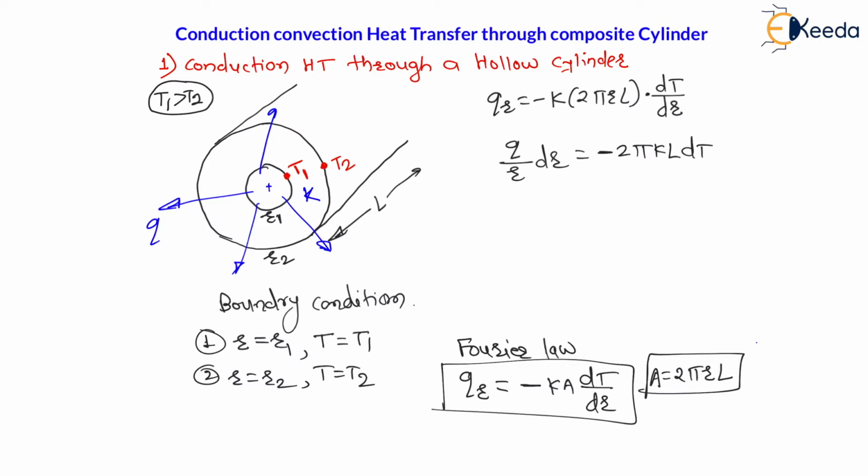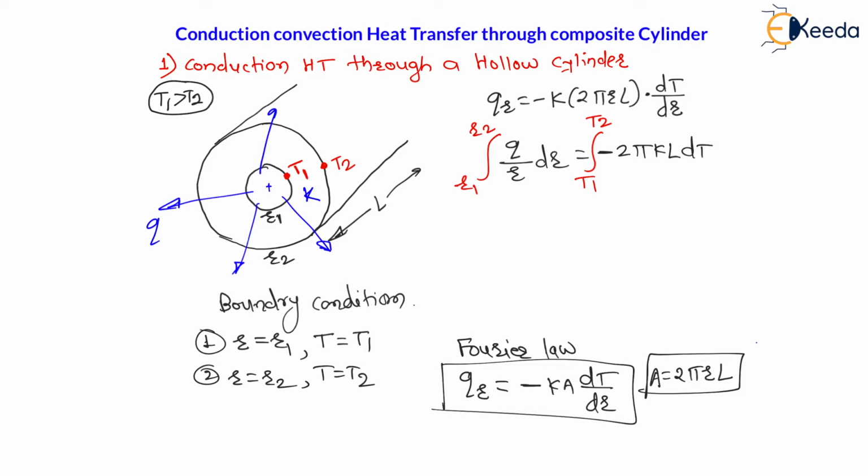Now, my dear students, let us integrate this equation. Here r is changing from r1 to r2, then temperature is changing from T1 to T2, right? So integrate both sides. If I integrate this equation on both sides and put the limits, r is changing from inside radius r1 to outside radius r2. At the same time, the temperature is changing from inside surface temperature T1 to outside surface temperature T2.